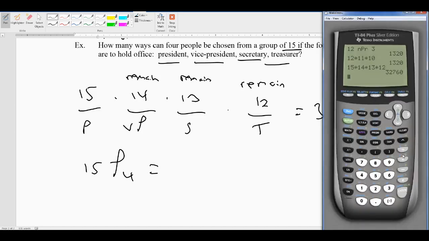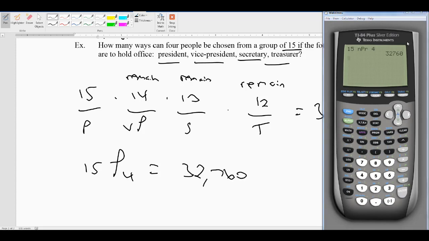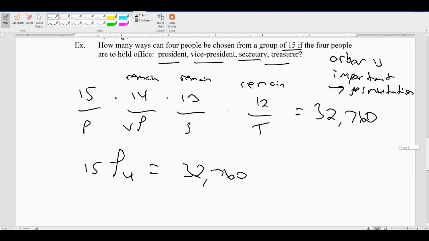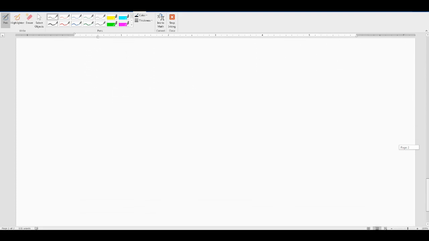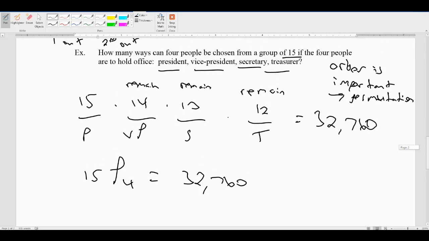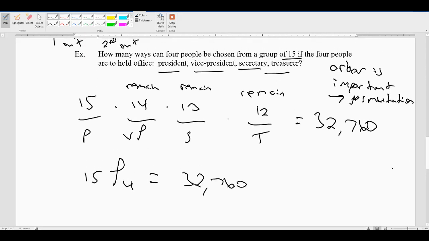And then if I take out my calculator, do 15 math, move over 2, 4, and we get 32,760 that way. So how you do it is totally up to you. The blanks actually make more sense when you think about it, but if you like permutations, that's fine also.